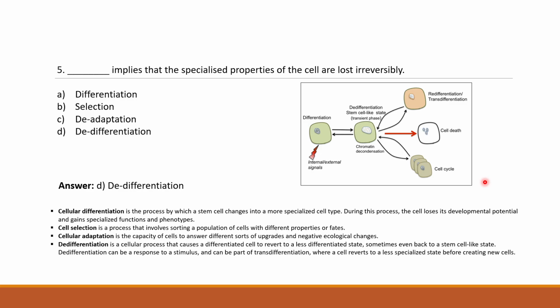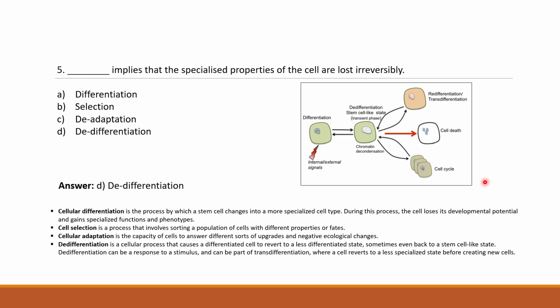Now, cell adaptation. The capacity of the cell to answer different sorts of upgrades and negative ecological changes is adaptation. Whatever signals it gets, it will behave according to that signal, that is adaptation. If you remove that cell from that environment and it has to now survive without all these signals, then it is de-adaptation.